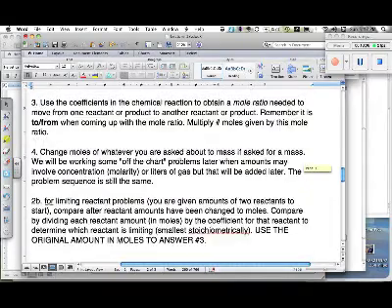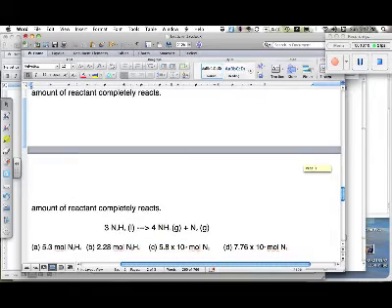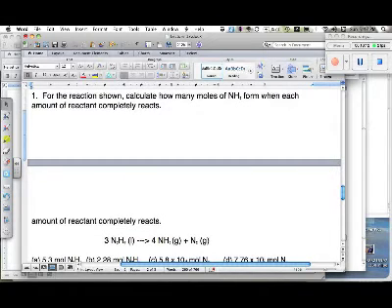So we need to learn how to do that mole ratio. All right, so I have a chemical equation right here. The question is, for the reaction shown, calculate how many moles of ammonia form when each amount of reactant completely reacts.